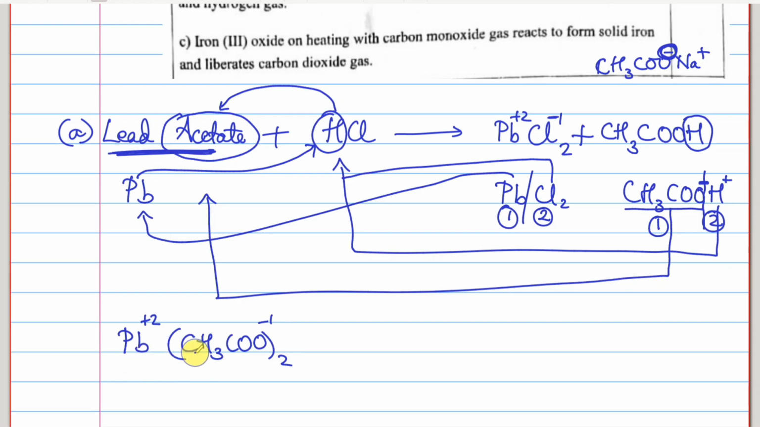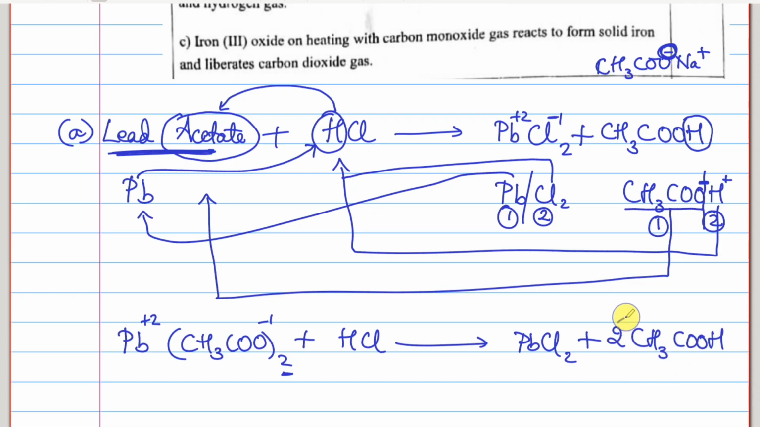We can write it as Pb(CH3COO)2 plus HCl to form PbCl2 plus CH3COOH. Now, how many acetates do we have? We have 2 acetates, right? So we'll have to add 2 as a coefficient of acetic acid. If we add 2 as a coefficient of acetic acid, that means we are adding the coefficient to hydrogen also, and this hydrogen was obtained from HCl. So we'll have to add 2 here. Or we can look at chlorine. Chlorine, we need 2. So we'll have to add 2. So now the whole equation has been balanced out.